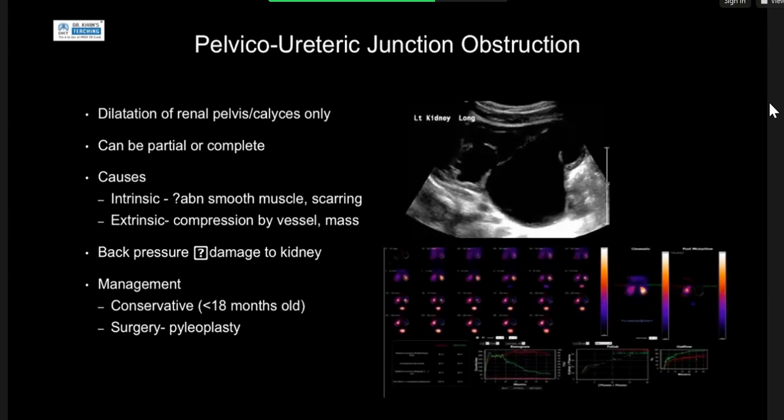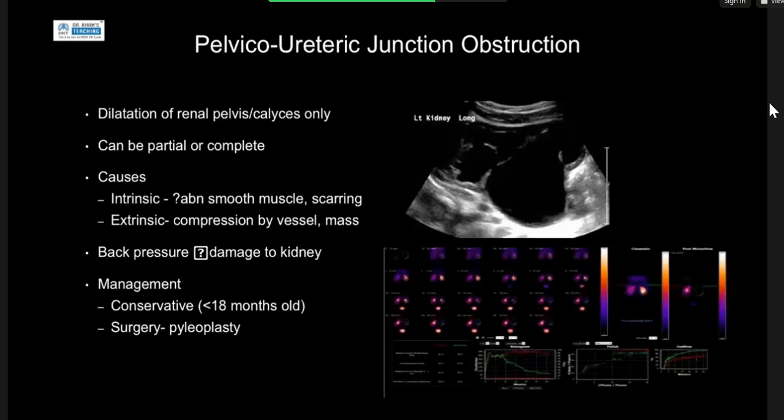But they'll monitor that function over time. For surgical management, they tend to do a pyeloplasty, which is where they refashion the pelvico-ureteric junction to relieve the obstruction. If they are planning to do surgery and are concerned about a crossing vessel, they'll do an MRI first to make sure there's no crossing vessel, because they might need to reimplant that vessel as well.